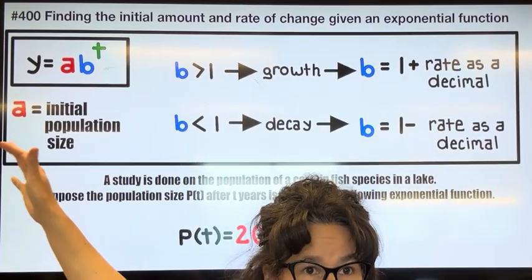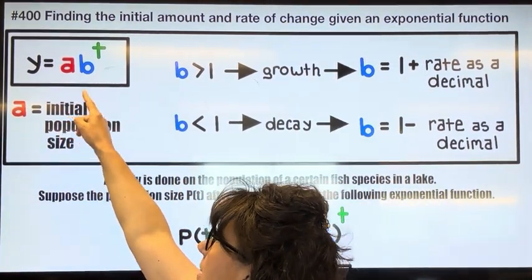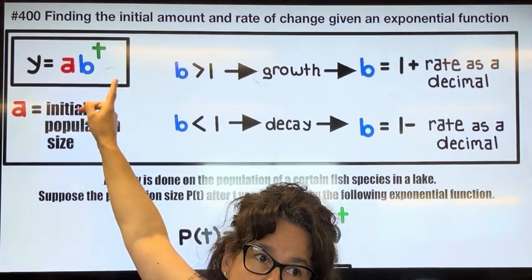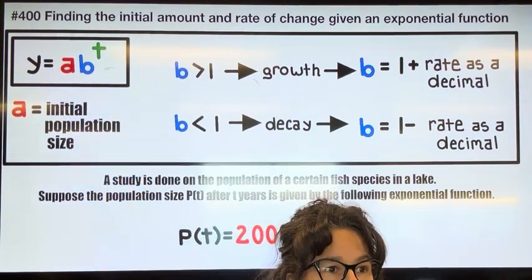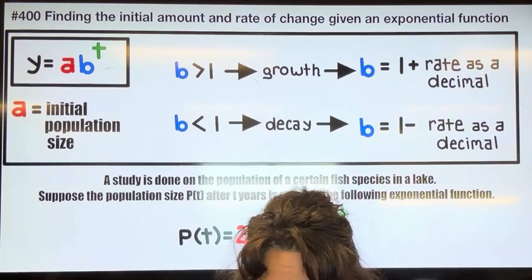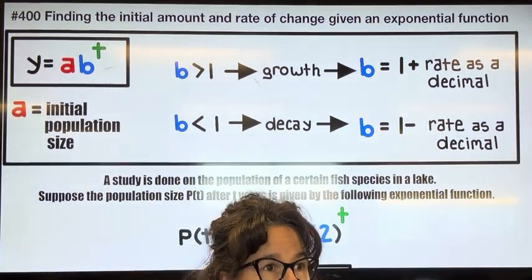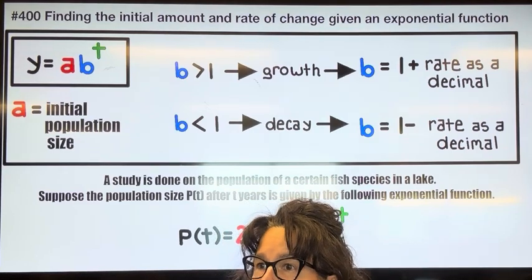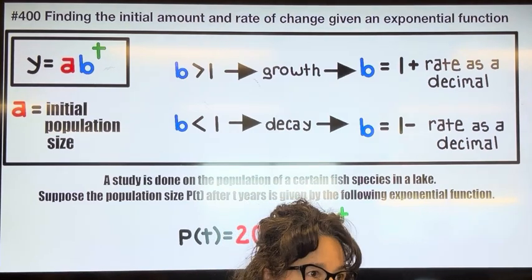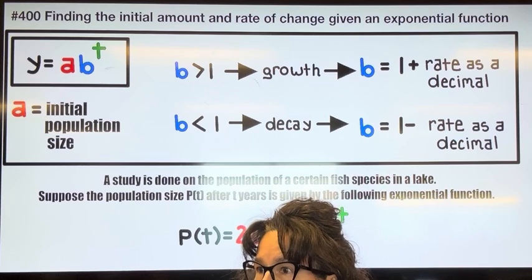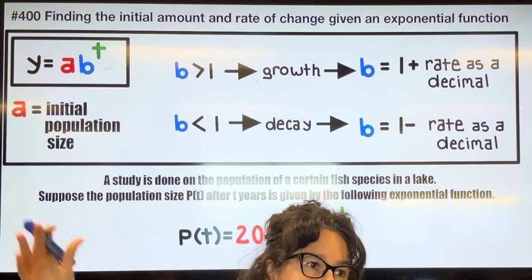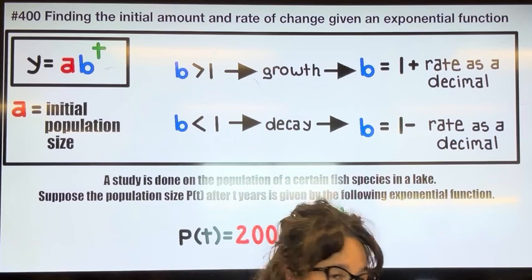We have this exponential equation, and it's y equals a b to the t. So first we just want to talk about what the variables represent. The A is going to be the initial population size. That might be, I start off with 100 fish in a pond, and then we start getting more and more fish. So that would be 100.